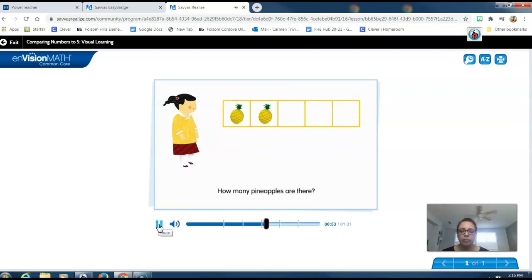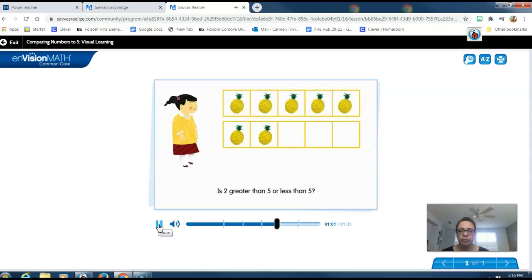How many pineapples are there? Let's see. Can you count those? Let's see if you're right. There are 2 pineapples. Is 2 greater than 5 or less than 5? What do you think, boys and girls? Is 2 greater than 5 or is it less than 5? Let's see if you're right. 2 is less than 5.